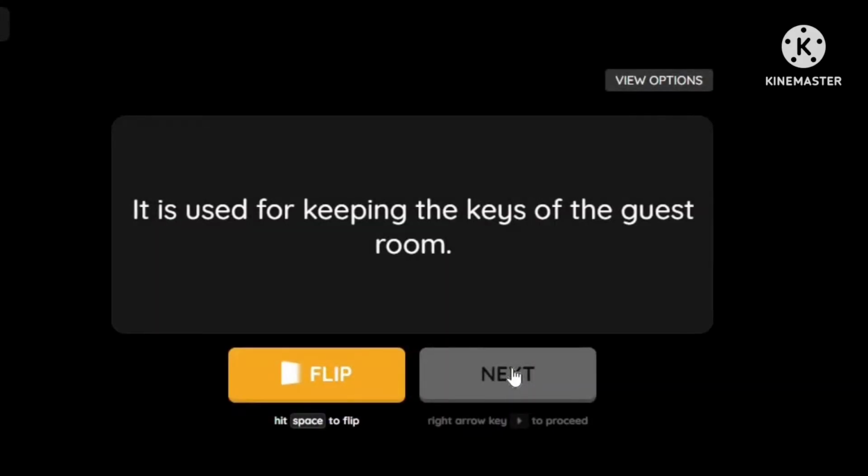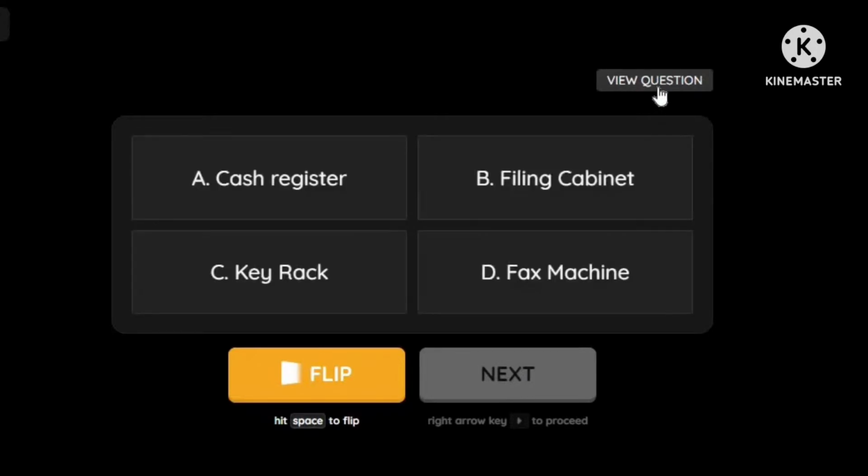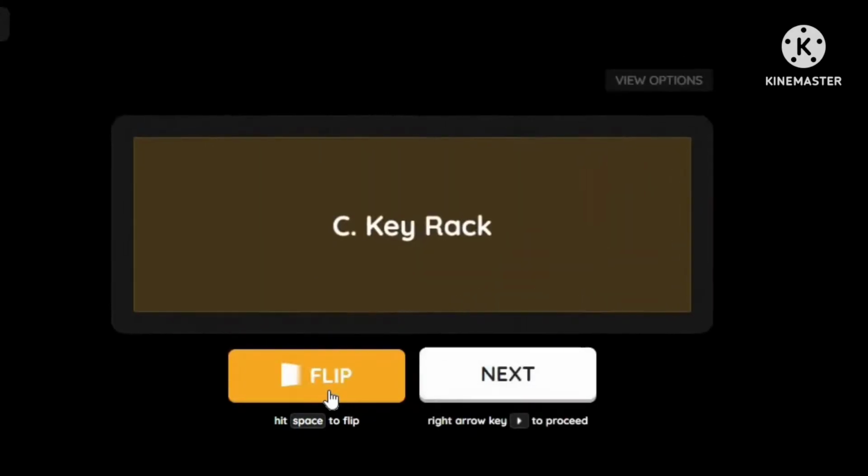Question number 4. It is used for keeping the keys of the guest room. A. Cash register. B. Filing cabinet. C. Key rack. Or D. Fax machine. What do you think is the correct answer? Very good. The correct answer is letter C, key rack.